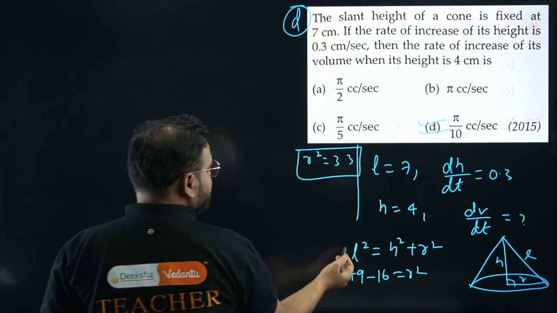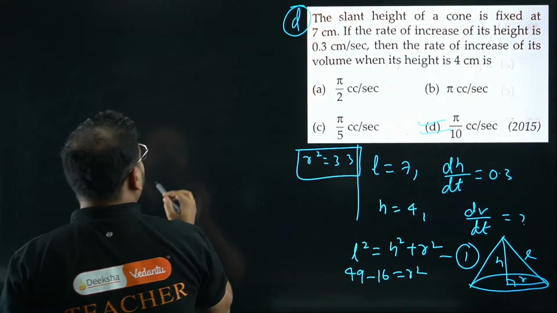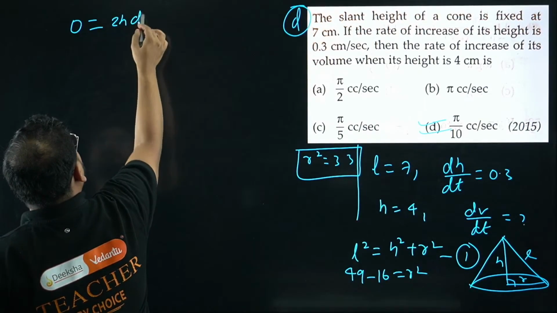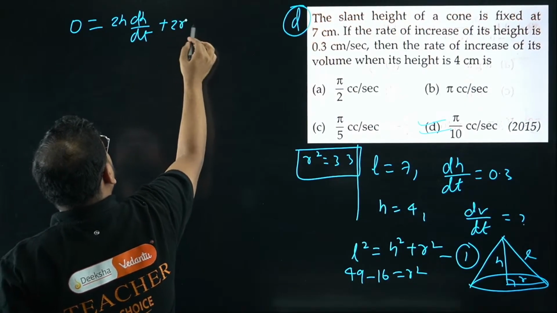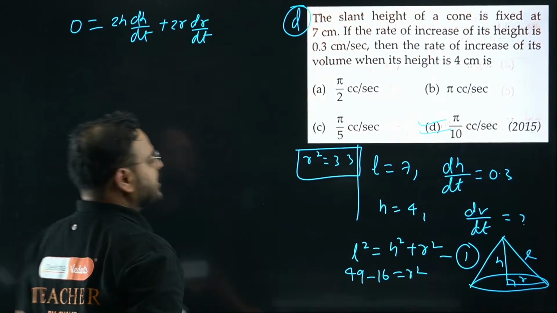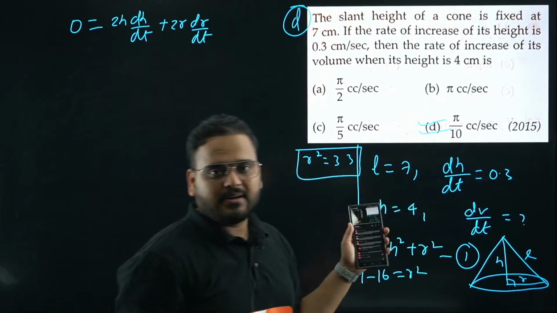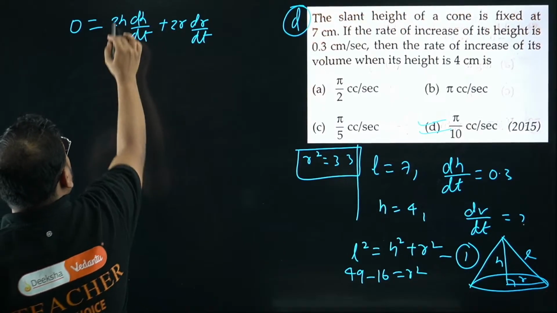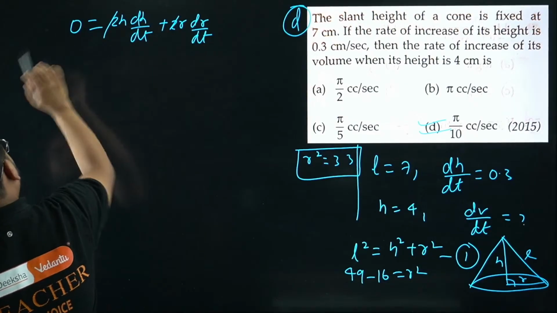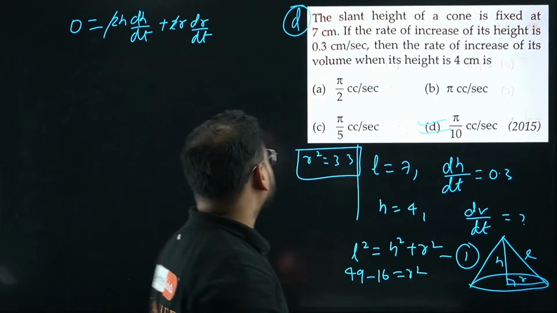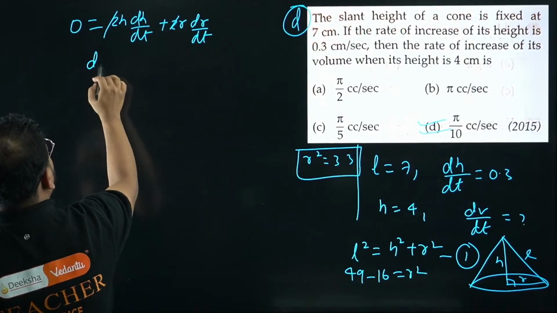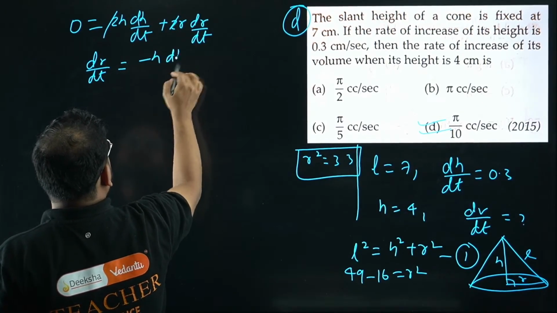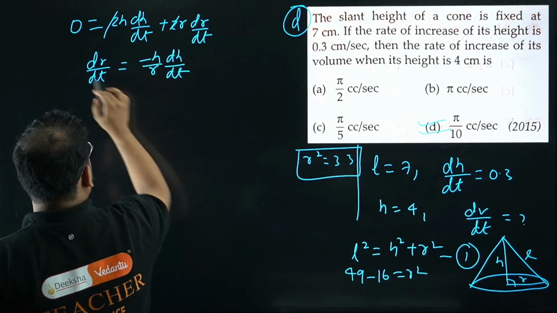Okay, so we'll differentiate equation number 1. What I'll have is 0 equals 2h dh by dt plus 2r dr by dt, because L is a constant, so dL by dt will be 0. The 2 and 2 cancel. So I can get dr by dt as minus h dh by dt divided by r.